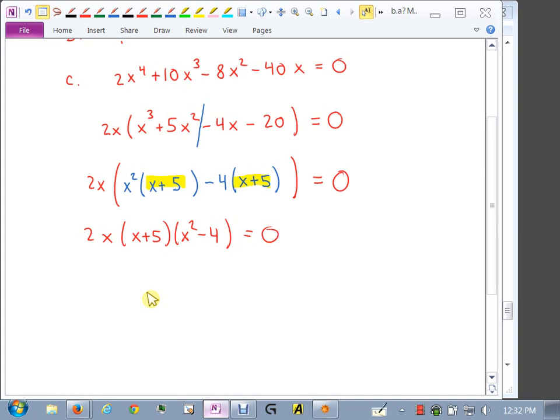Notice anything else? That's a difference of squares. 2x, x plus 5, x plus 2, x minus 2 equals 0. Yes, but what you would have lost was being able to identify the multiplicity. So we need to be comfortable doing difference of squares there.